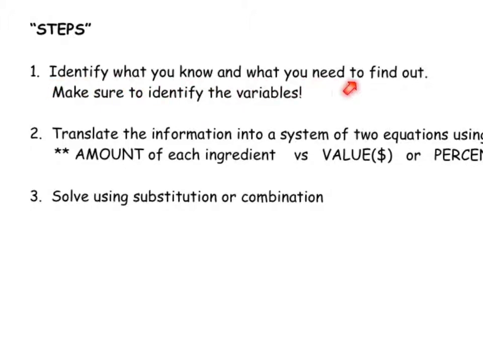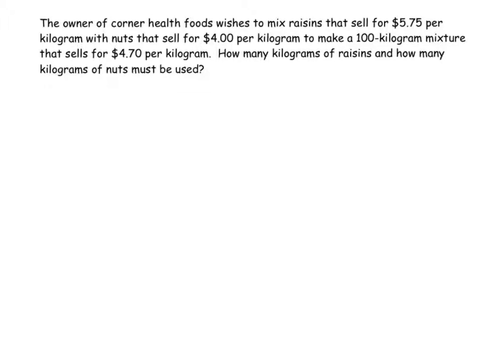You first have to identify what you know and identify the variables. Then you're going to translate it into two equations. This time it's usually the amount of the ingredient plus either the value of it or the percent to get the new ingredient. And again, you're solving by substitution or combination. This time, however, I am going to show you a new way to write out what you know and what you need to know. All right, take a second, pause the video, and read the problem.